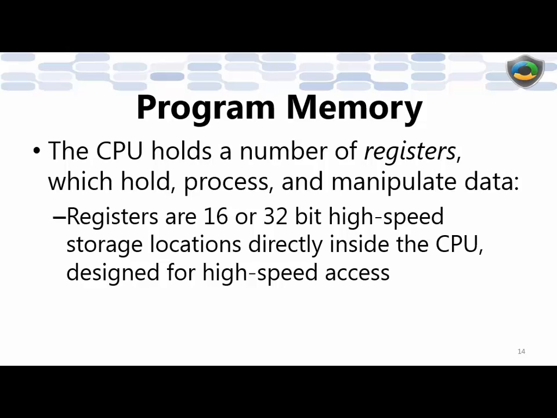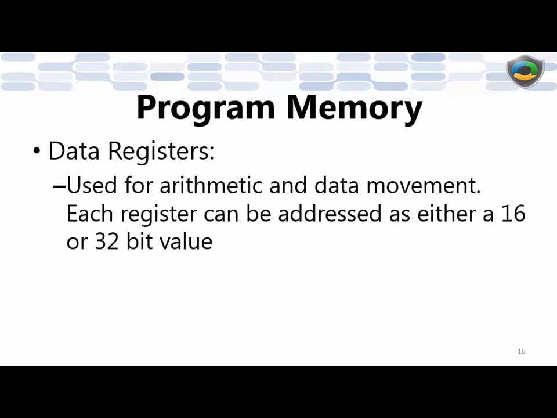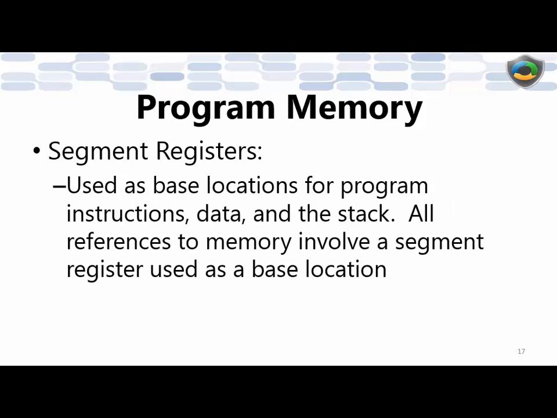The CPU does hold a number of registers. Registers, as mentioned right here, are 16 or 32-bit high-speed storage locations that are designed for high-speed access. There are basically 4 types of registers: data registers, segment registers, index registers, and control registers. To look at each one very quickly, data registers are used for arithmetic and data movement. They can be either 16 or 32-bit.